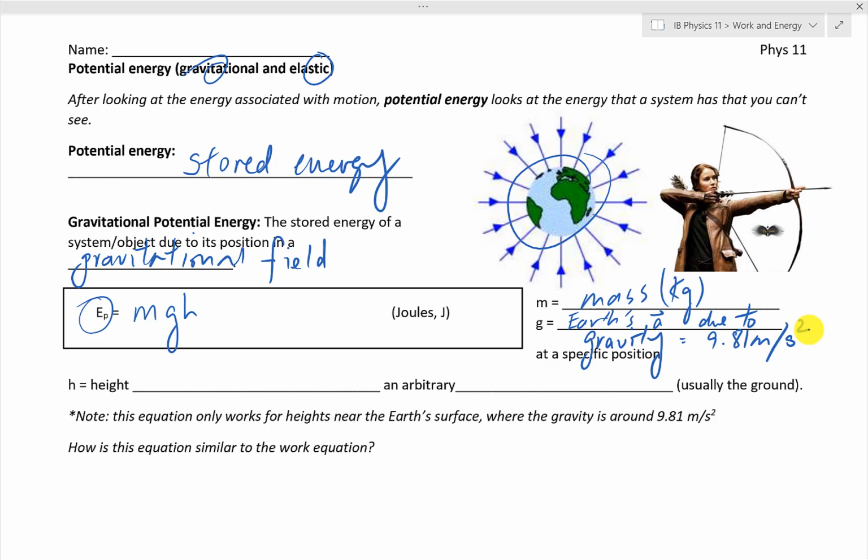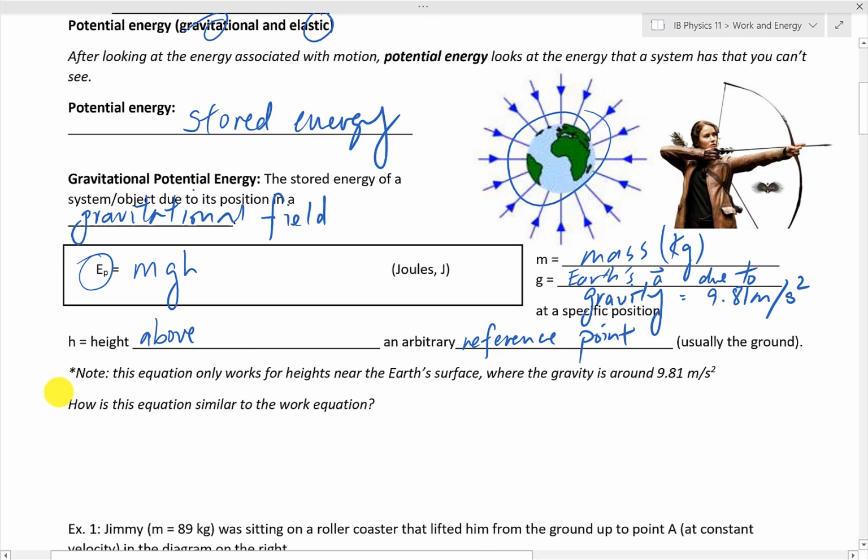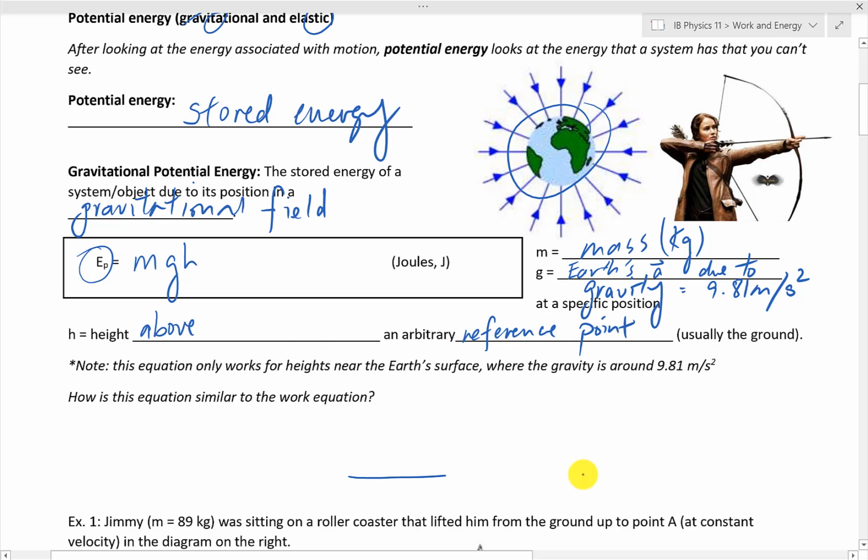And last but not least, h is the height that the object is above an arbitrary reference point. Most of the time we'll be dealing with flat ground, and an object is some height above the ground. Usually that's where we choose our reference point to be.